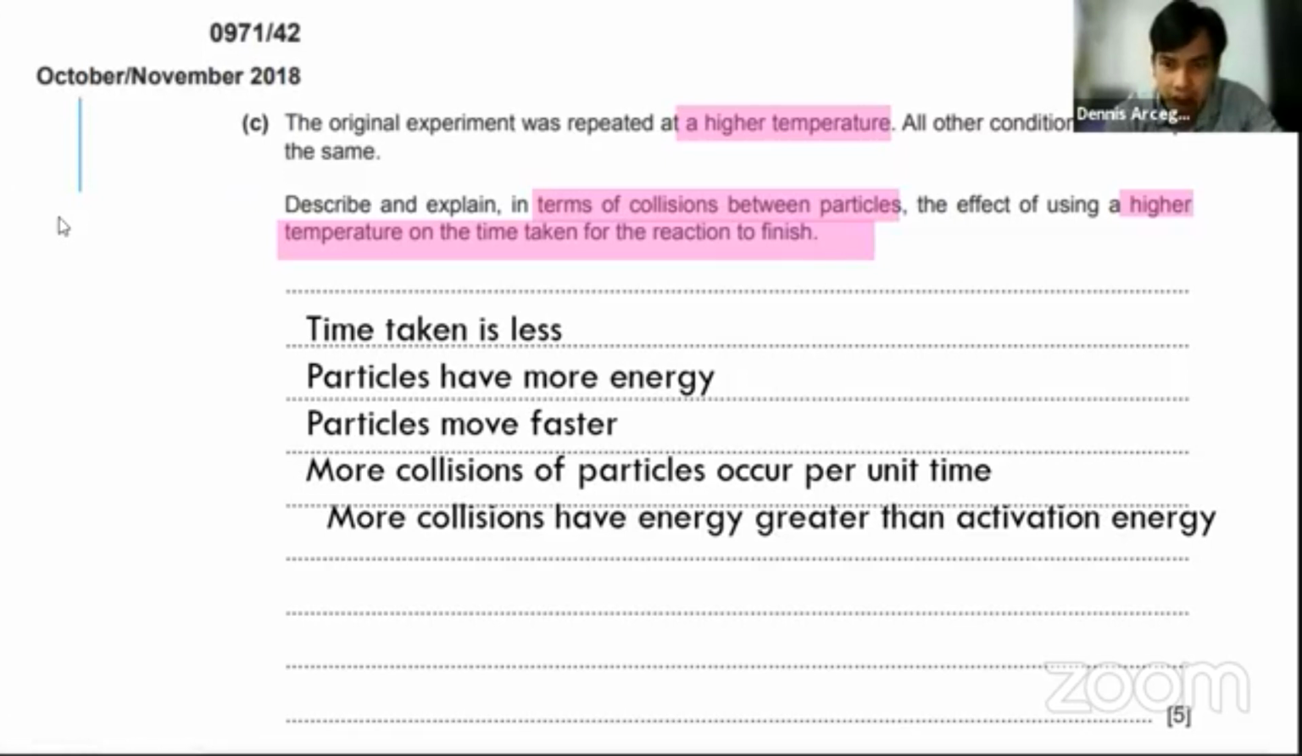Activation energy is the energy you need for the chemical reaction to occur. So activation energy is the energy needed for that chemical reaction to happen. Okay. Next.